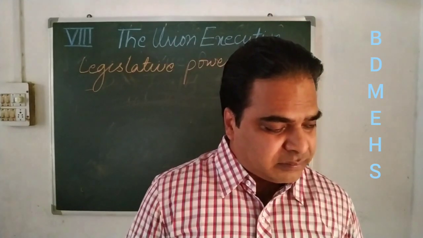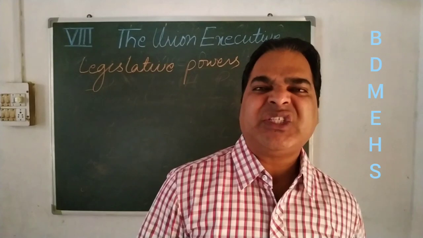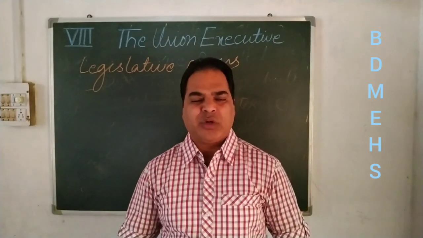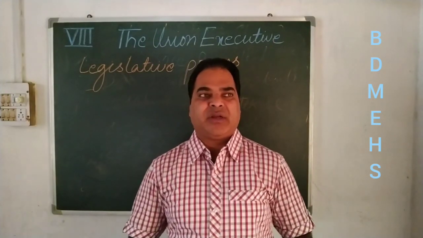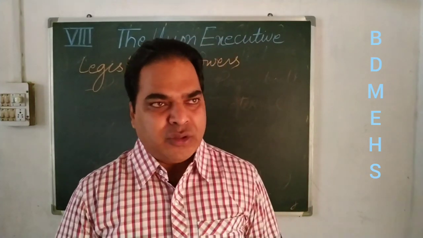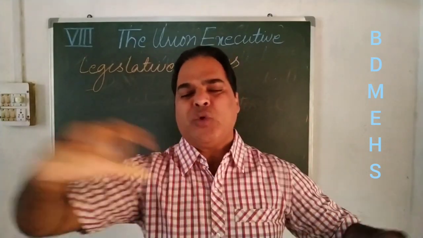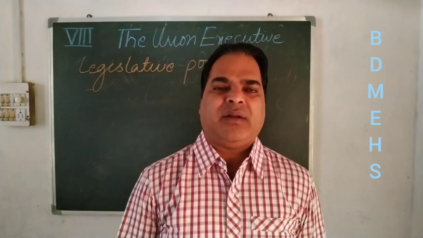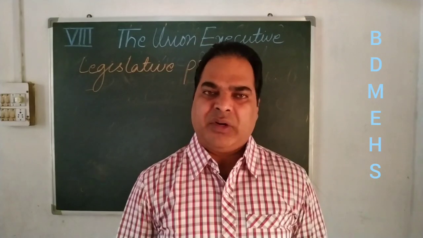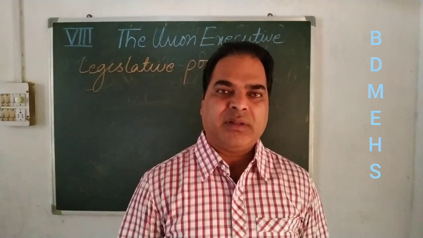And the next one is that if the financial condition of our country becomes unstable, at that time also president's rule can be imposed. So during that president's rule, what happens? The entire control of the country comes into the hands of the president. The president, with the help of the governors of all the states, will look after the country.